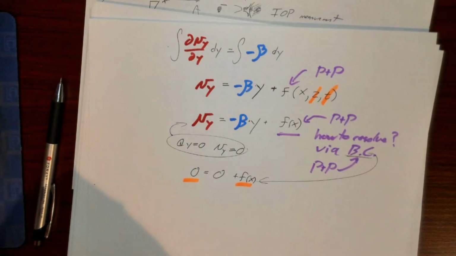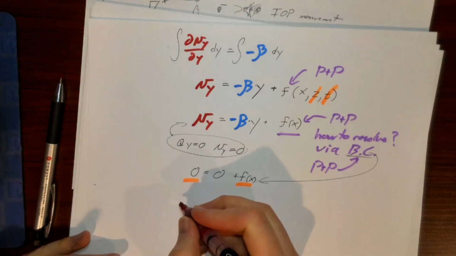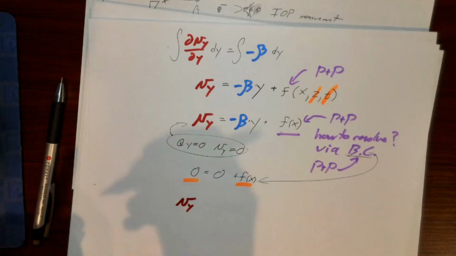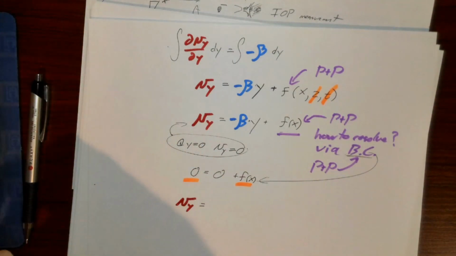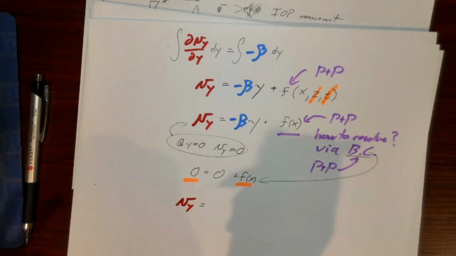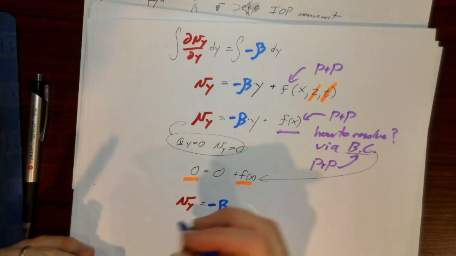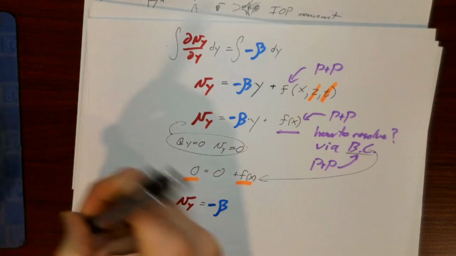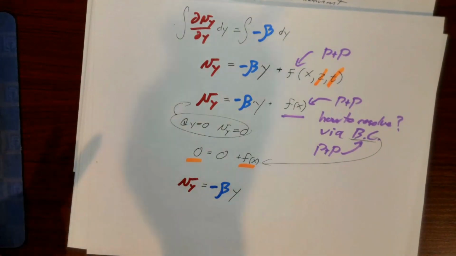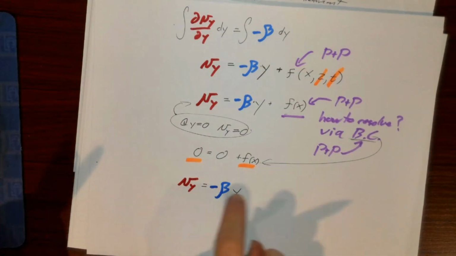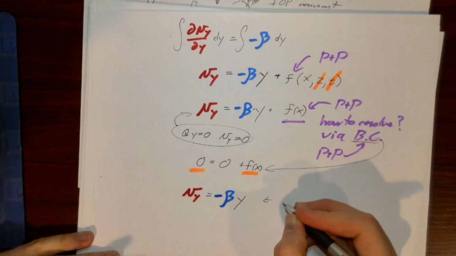So what does that mean? Well, we now have basically fully resolved Vy in terms of stuff that was given to us. So now Vy is basically equal to minus beta y. Great. So when we get to a point like this, it's probably good to do a few sanity checks.